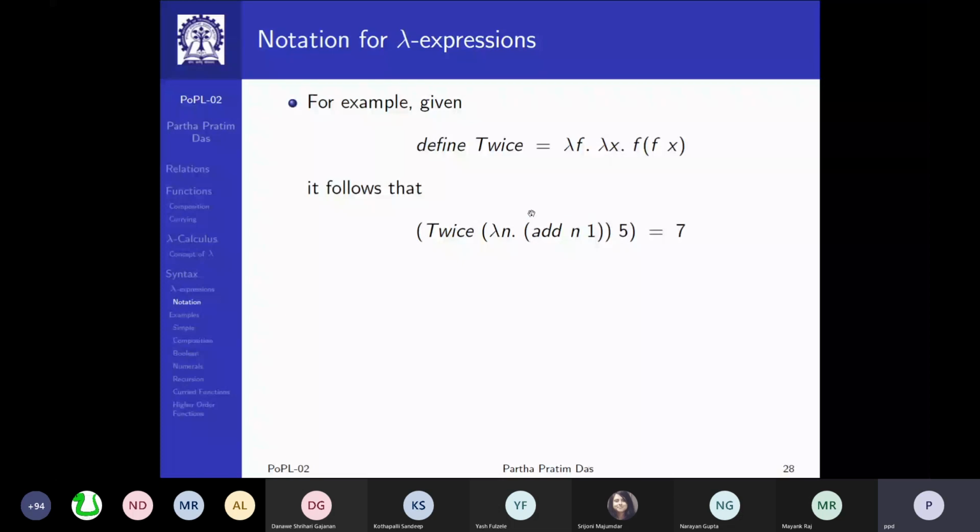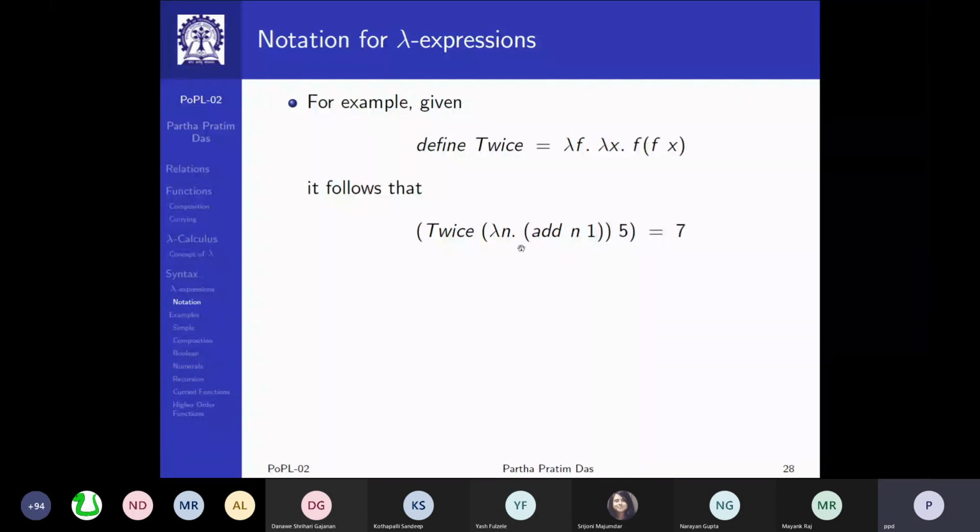Right? Now, if you dig a little deeper into what this f is, we see that it is an abstraction which says lambda n, whose body is add n 1. Of this, add is a predefined constant which adds two numbers. One is a predefined numeral. So this will give me n plus 1 in terms of our understanding of computation.